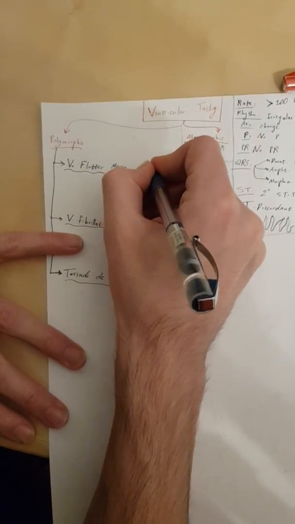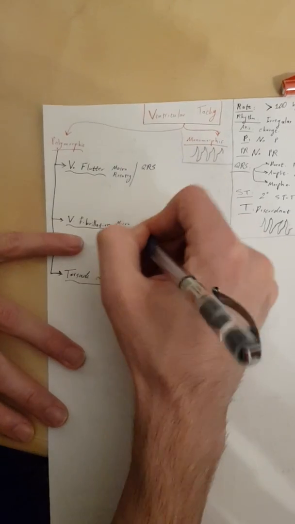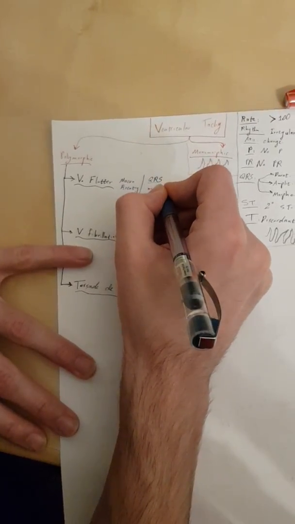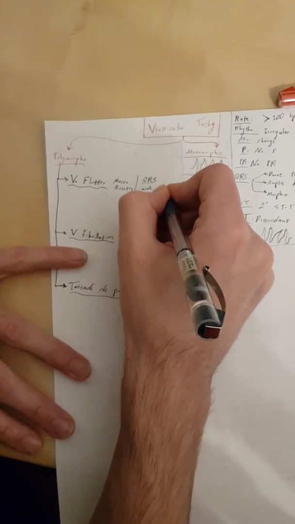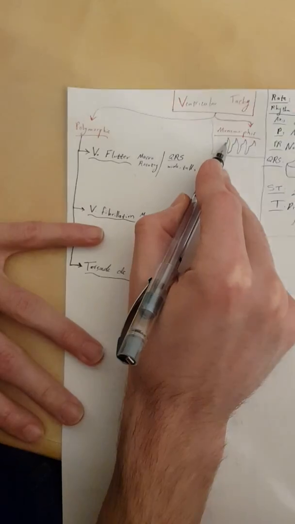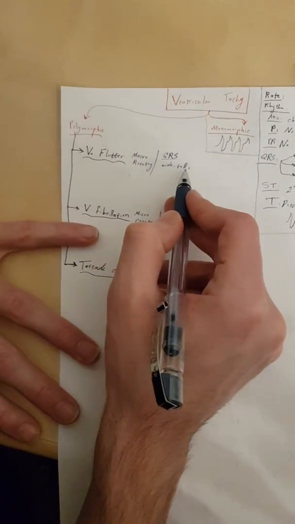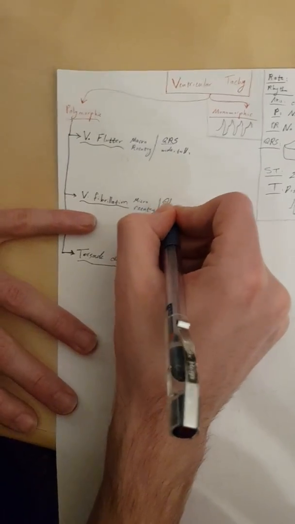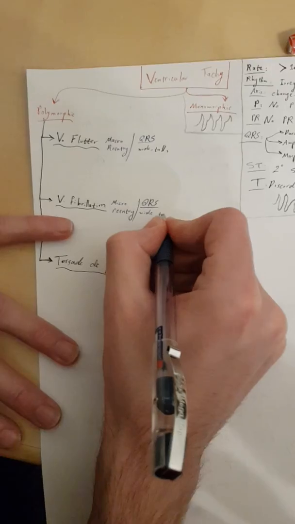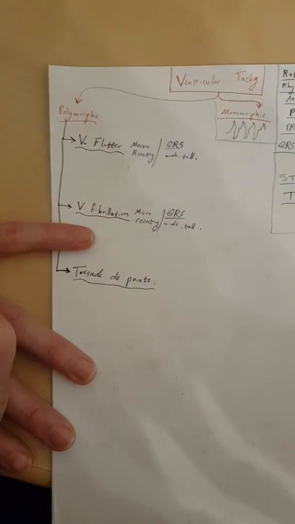Okay, we said that the QRS here is wide and tall, and the morphology is going to be polymorphic. So every QRS is going to be different than the next one. And this one's also the same: the QRS is wide, tall, and polymorphic. Same thing.